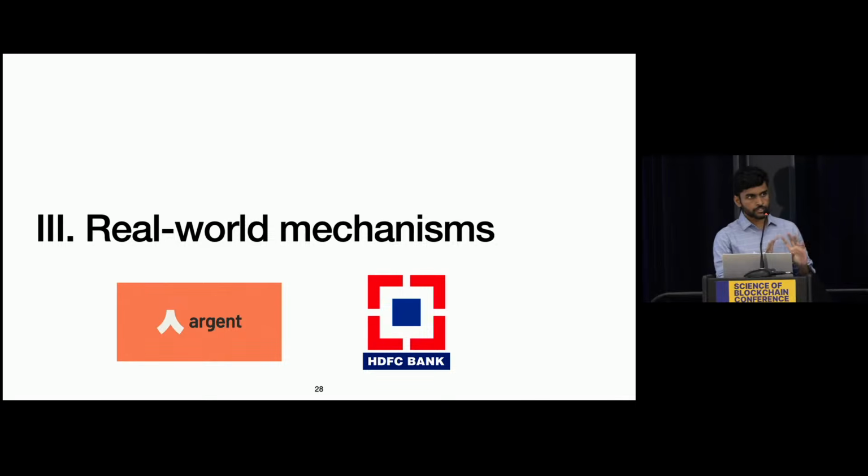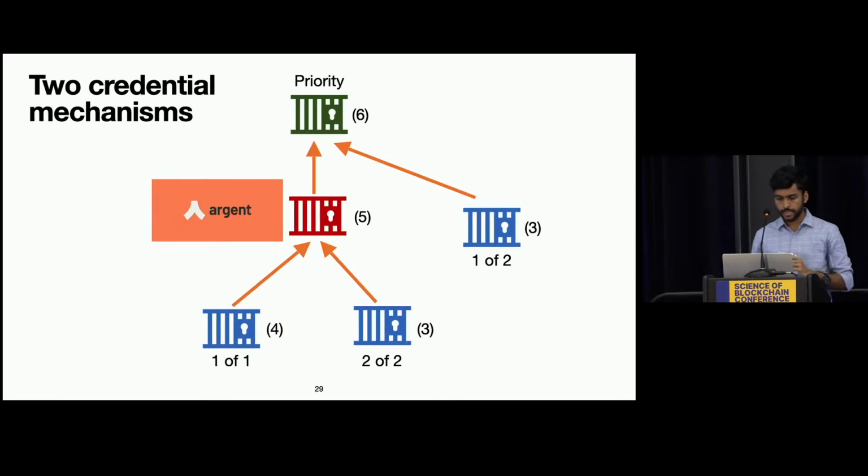So Argent and HDFC are two case studies that we took up. Basically, these are mechanisms that are already interactive, that are already deployed out there in practice, used by millions of people. But it turns out that these mechanisms aren't, let's say, as secure as they can be. So we find some improvements to their mechanisms, as I'll talk about next briefly.